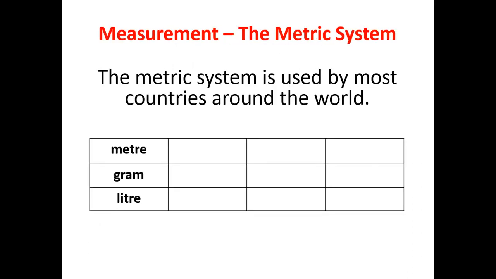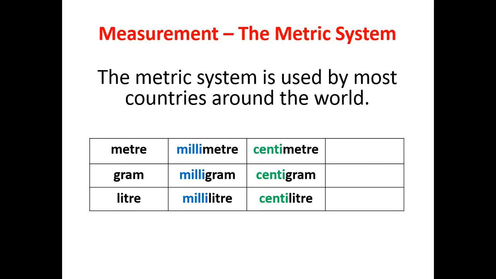The metric system is used by most countries around the world. The metric system takes the basic units, for example, meter, or gram, or liter, and adds on prefixes, such as the prefix milli for millimeter or milligram or milliliter, or the prefix centi for centimeter, centigram or centiliter, or you've heard of the word kilo for kilometer, kilogram or kiloliter.